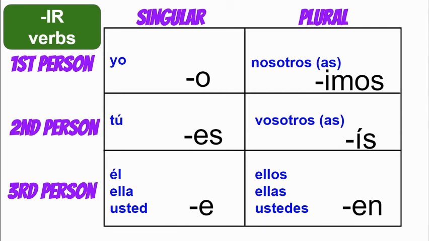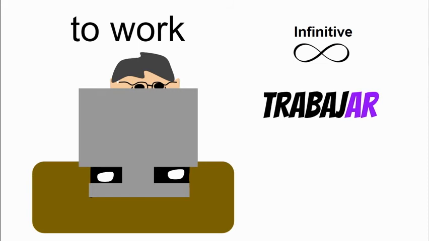Finally, I told you there was another group of verbs. There's the AR, ER, and IR. These are the IR endings in the present tense. Let's do a little review here. We'll just practice conjugating 3 verbs. First, the verb to work.